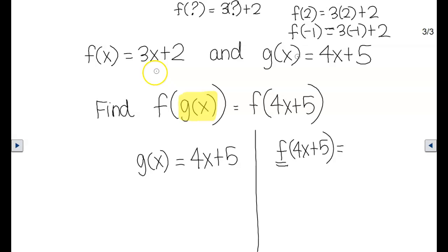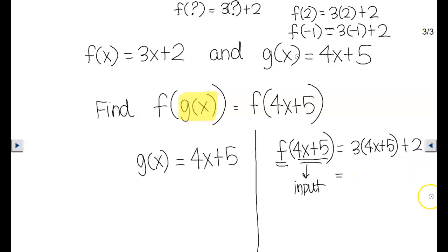So instead of 3 times x, you're going to do 3 times 4x plus 5. And then you've got your plus 2. So no different. This right here is your input. So go to the function named f, and where you see the variable x, input 4x plus 5. So again, instead of 3x, I have 3 times 4x plus 5. I have input the 4x plus 5 where that x was in that function. Hopefully that made sense.